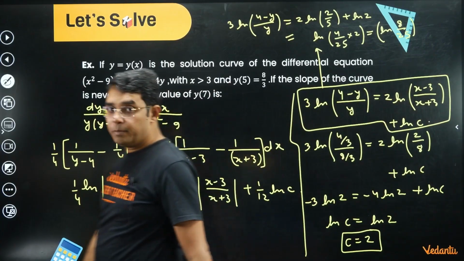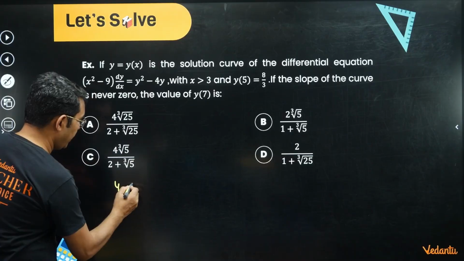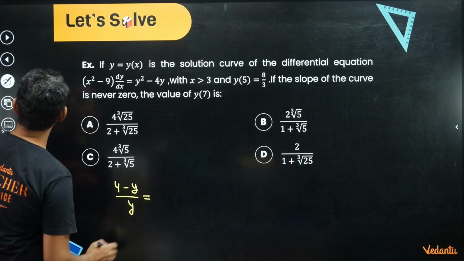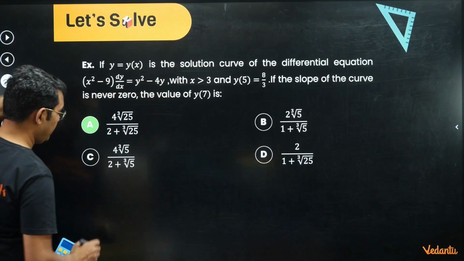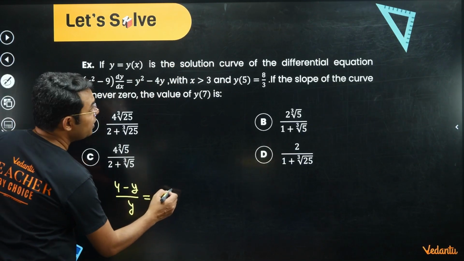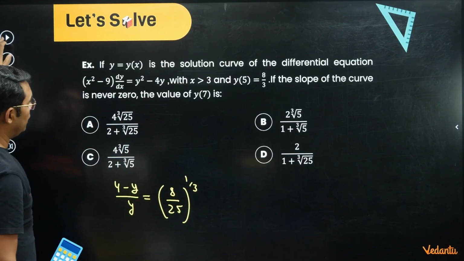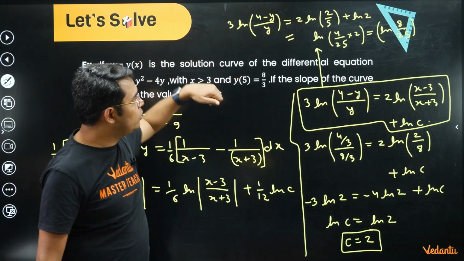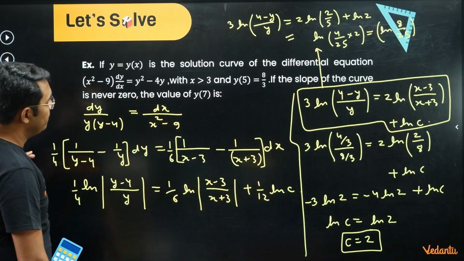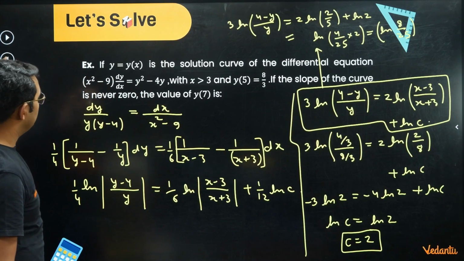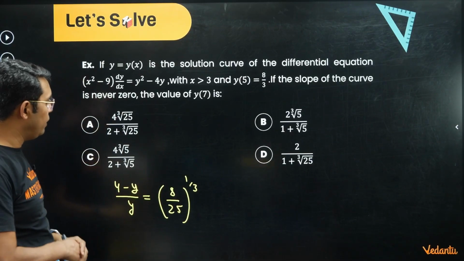So we are getting, let me take another slide. So this 4 minus y upon y will be equal to, this 3 will go that side, so it will be 8 upon 25 power 1 upon 3. Let me check. This 3 will go that side, so 1 upon 3, and if you take it inside the log, it is 8 upon 25 whole power 1 upon 3. So it should be 4 minus y upon y is equal to 8 upon 25 whole power 1 upon 3.